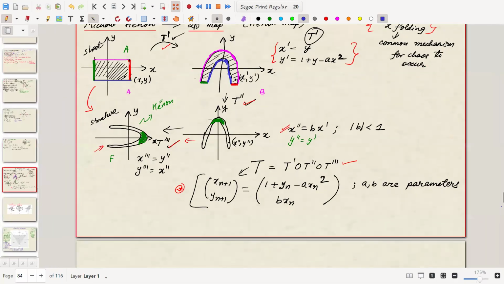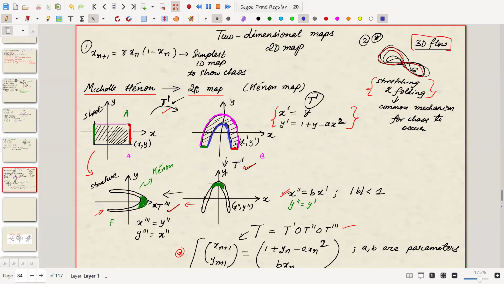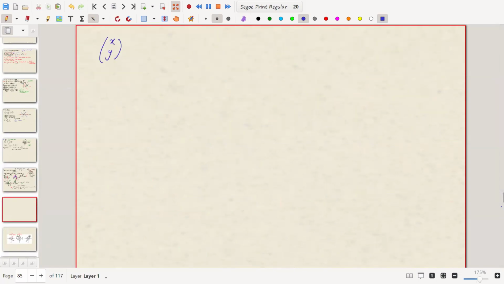How about we compute the fixed point of the Henon map? Can we compute the fixed point of the Henon map? So just see this: 1 plus y minus a x square. This is the 2D Henon map, and you know that it is a chaotic map. Can we find the fixed points of the map, x star and y star?